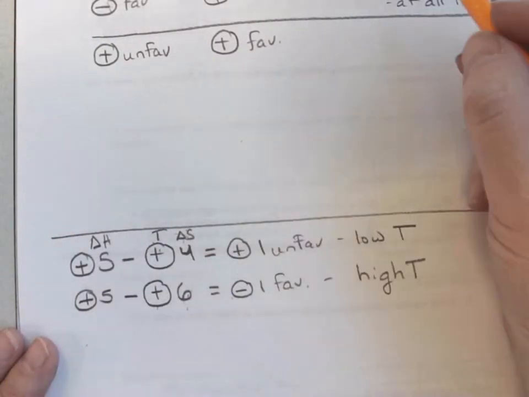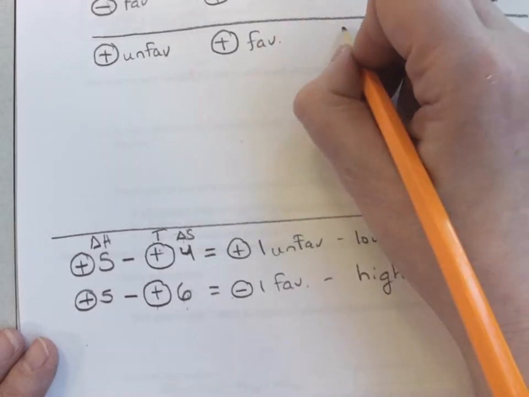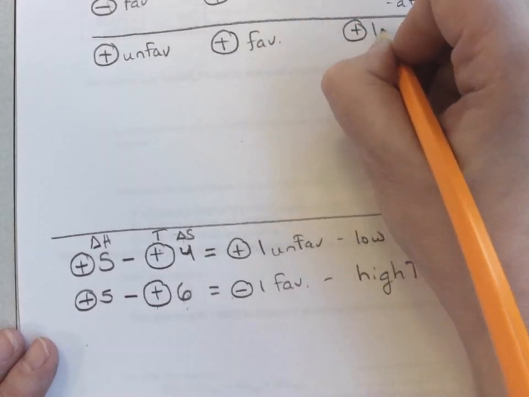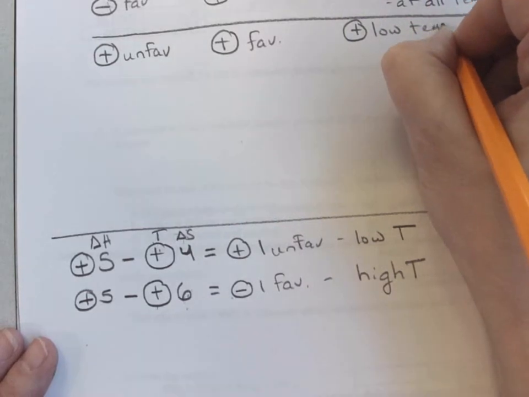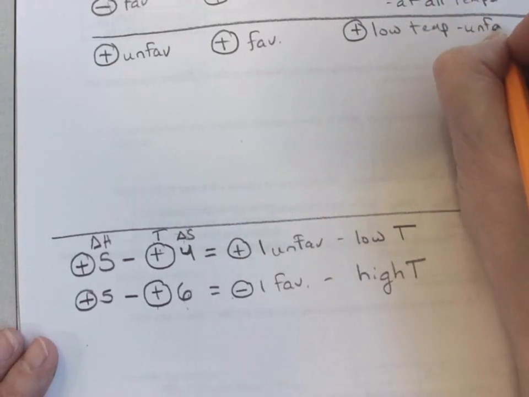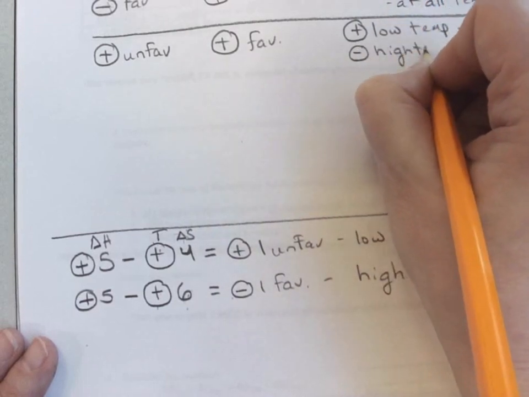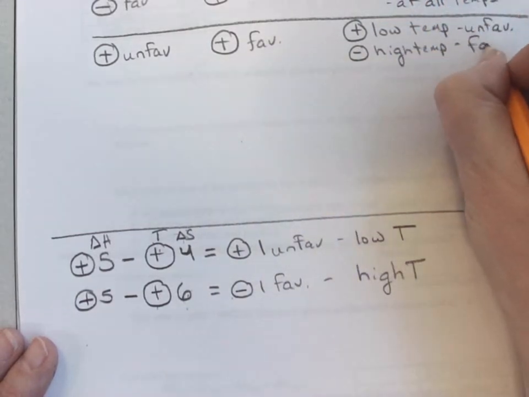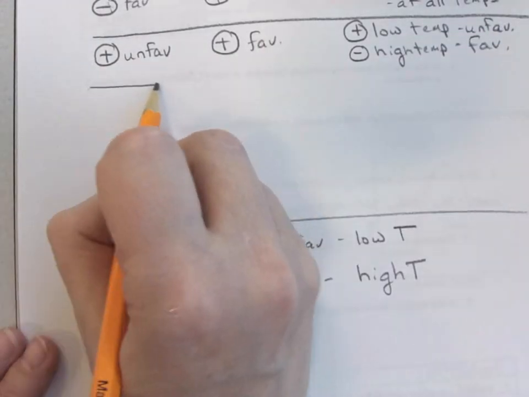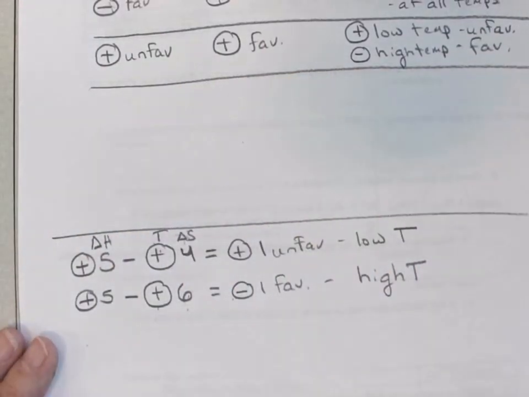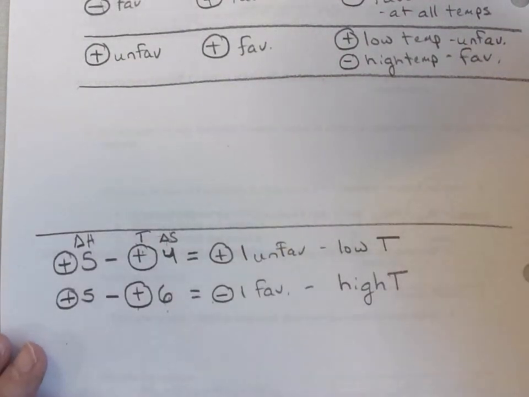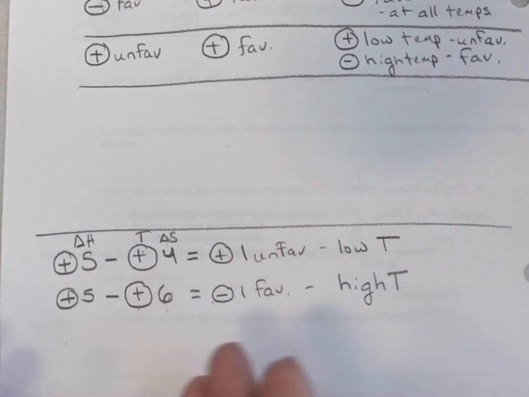All right, so let's write that up here. So this is positive at low temperatures, meaning it's unfavorable, and it's negative at high temperatures, meaning it's favorable. All right, does everybody see how that works? All right, and if you forget this, the reason I'm doing this with really easy numbers is because you can always do this with really easy numbers if you forget. All right, and it can help you think about it.